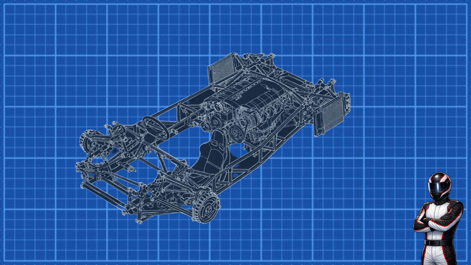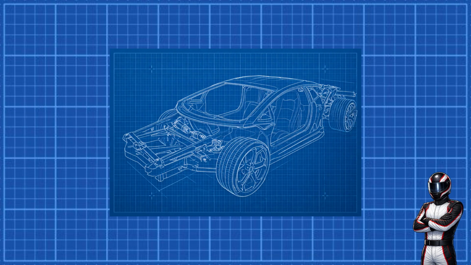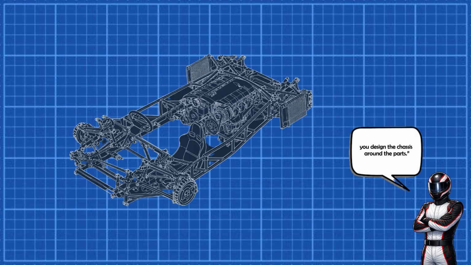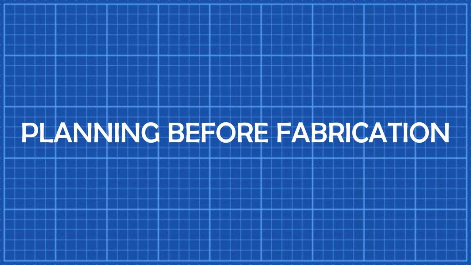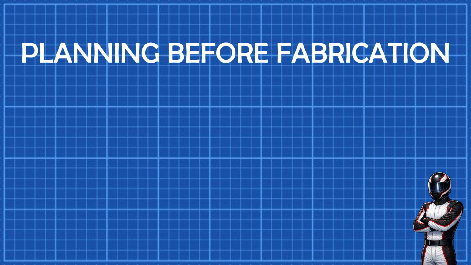And guesswork leads to poor packaging, bad weight distribution, and redesigns after the chassis is already built. You don't design a chassis first and hope parts fit. You design the chassis around the parts. Now let's start with planning before fabrication. There are two things that become non-negotiable: planning in CAD and tools and materials readiness. First, planning in CAD.